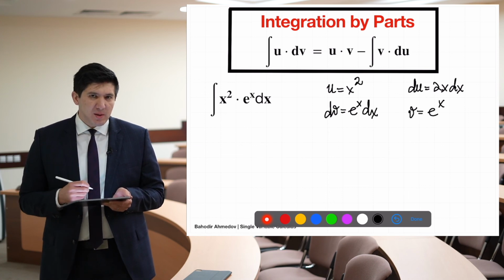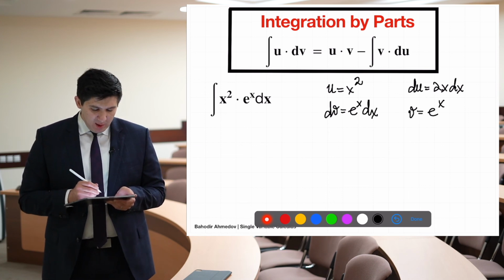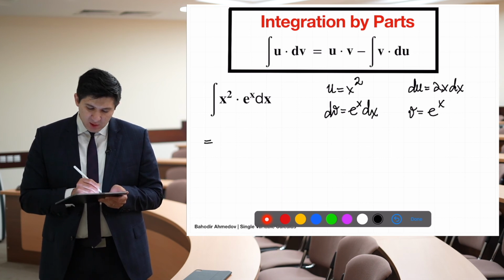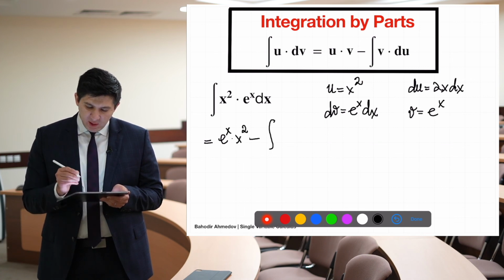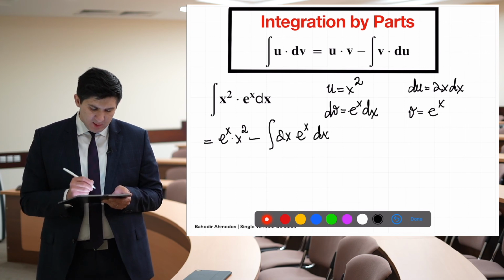Then I'm just going to substitute everything into the formula and evaluate this integration. It is going to be uv, which is e to the power of x times x squared, minus the integration of v du, which is 2x times e to the power of x dx.